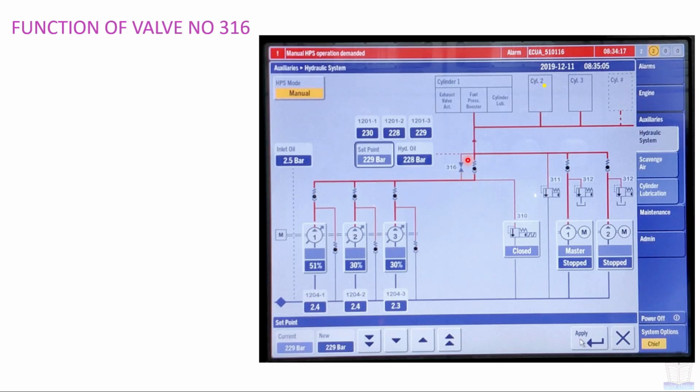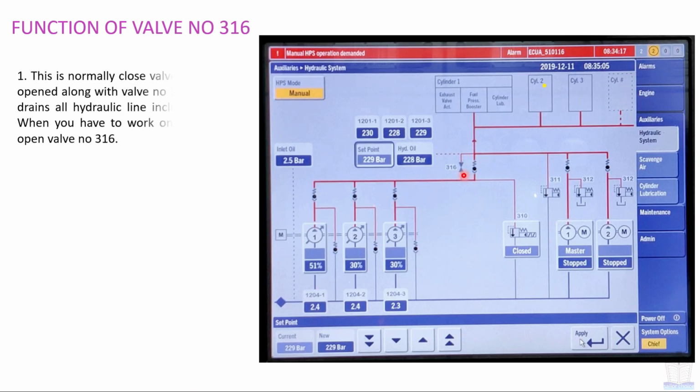Now going to talk about the function of different valves. So first is the function of valve number 316. Just as a reminder, this is valve number 316. This is a normally closed valve, but when opened along with valve number 310, it drains all hydraulic lines including SU. When you have to work on SU, then open valve number 316.